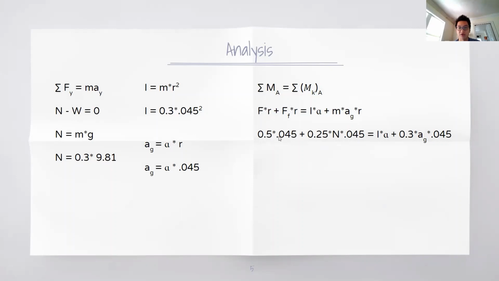0.5 newtons times 0.045 meters plus 0.25, which is our coefficient of static friction, times our normal force multiplied by the radius of 4.5 centimeters or 0.045 meters, is equal to I times alpha plus 0.3, which is our mass, times acceleration about the center of gravity multiplied by the radius once again.